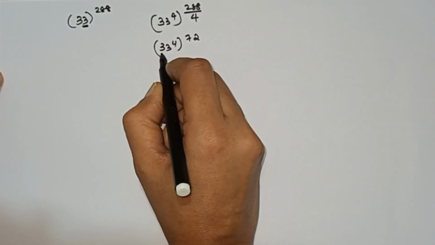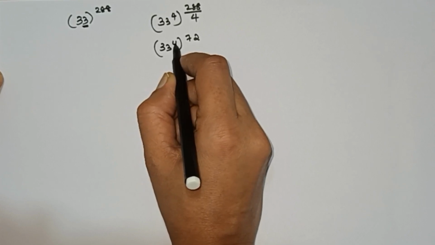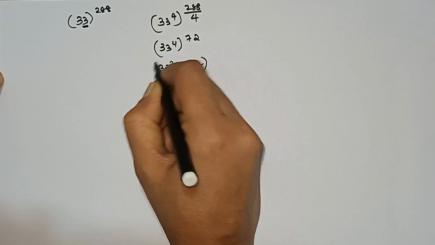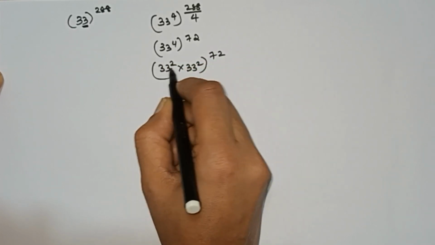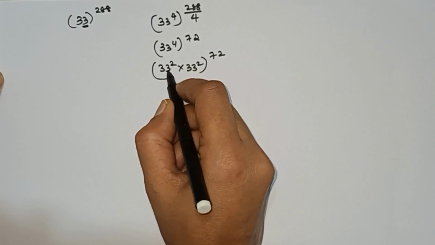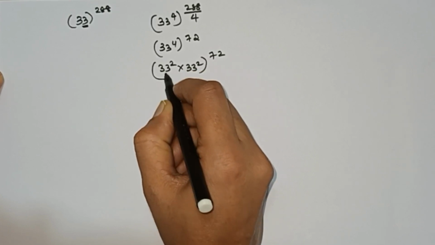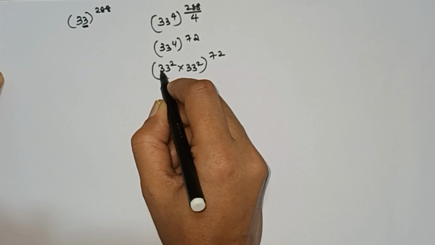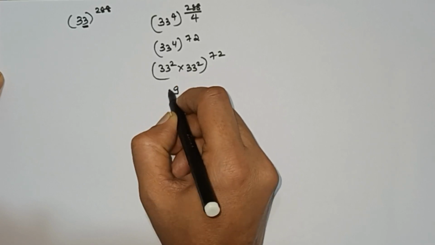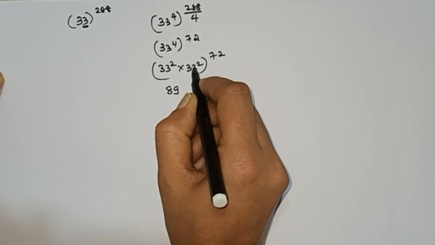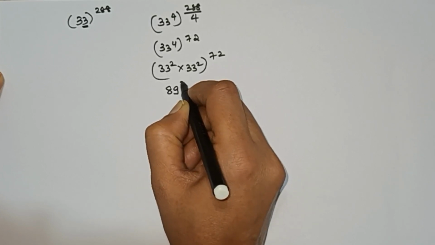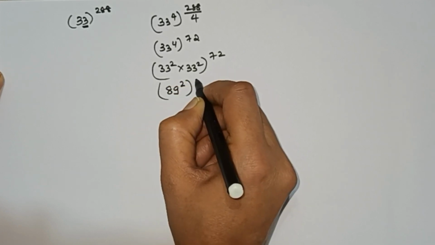Now to get the last two digits of 33 to the power 4, I'll split it as 33 square into 33 square to the power 72, because I know the shortcut method to find the last two digits of any square. So now 3 square is 9, and the tens digit is obtained as 3 3s are 9, 9 2s are 18. So the tens digit is 8. Same thing you will get here, 89. So 89 into 89, that gives you 89 square to the power 72.